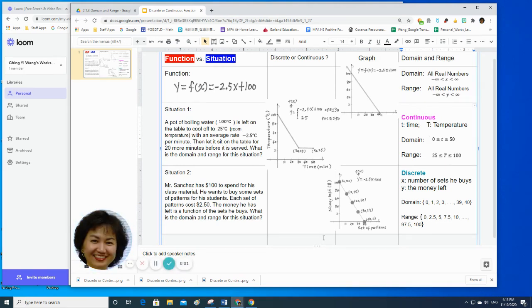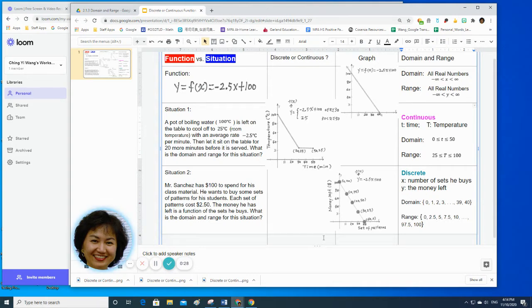Hello. When we learned domain and range, it is very important we know how to identify domain and range in real situations. I am showing you 3 examples here. I hope after these 3 examples, you will be able to identify domain and range for real situations.